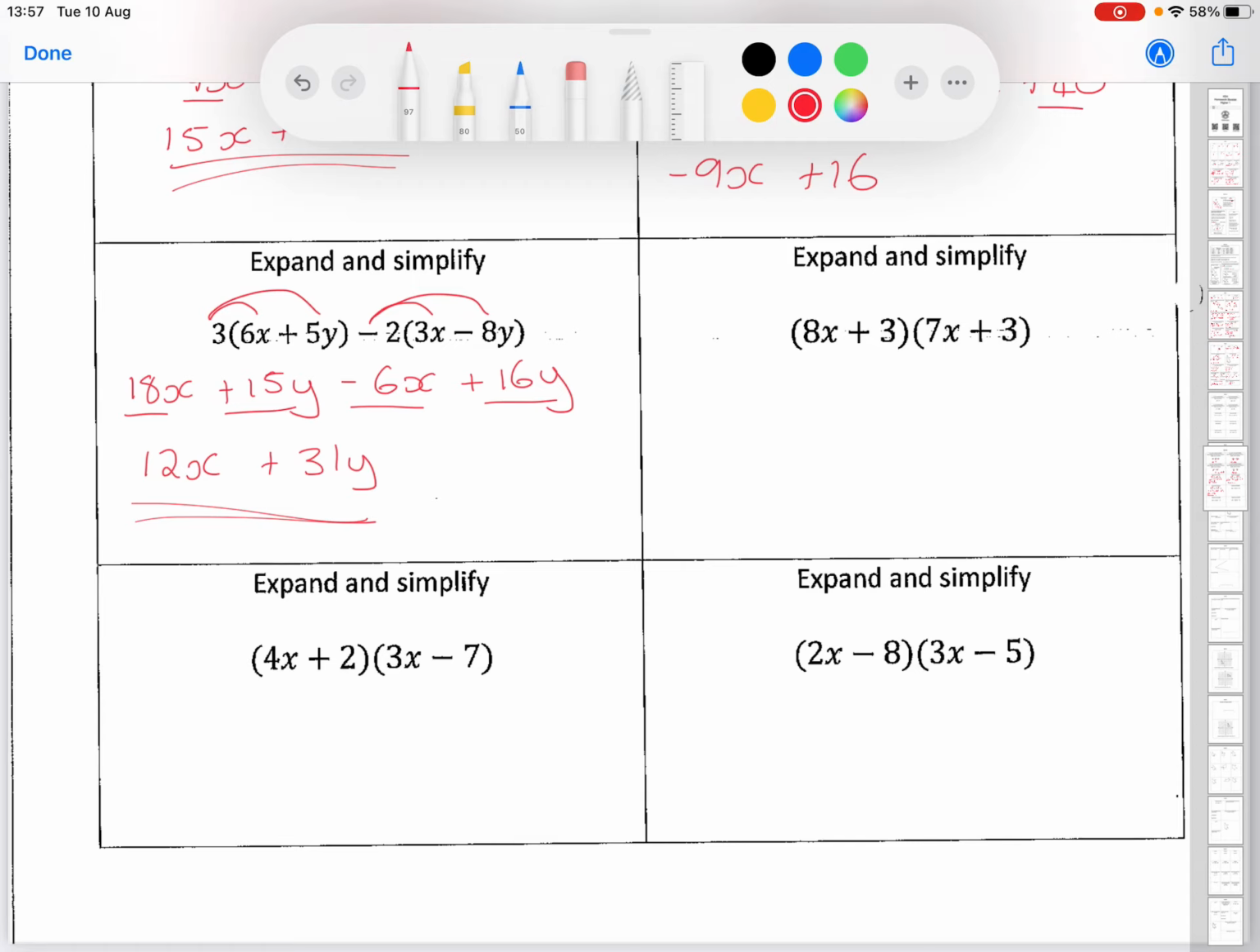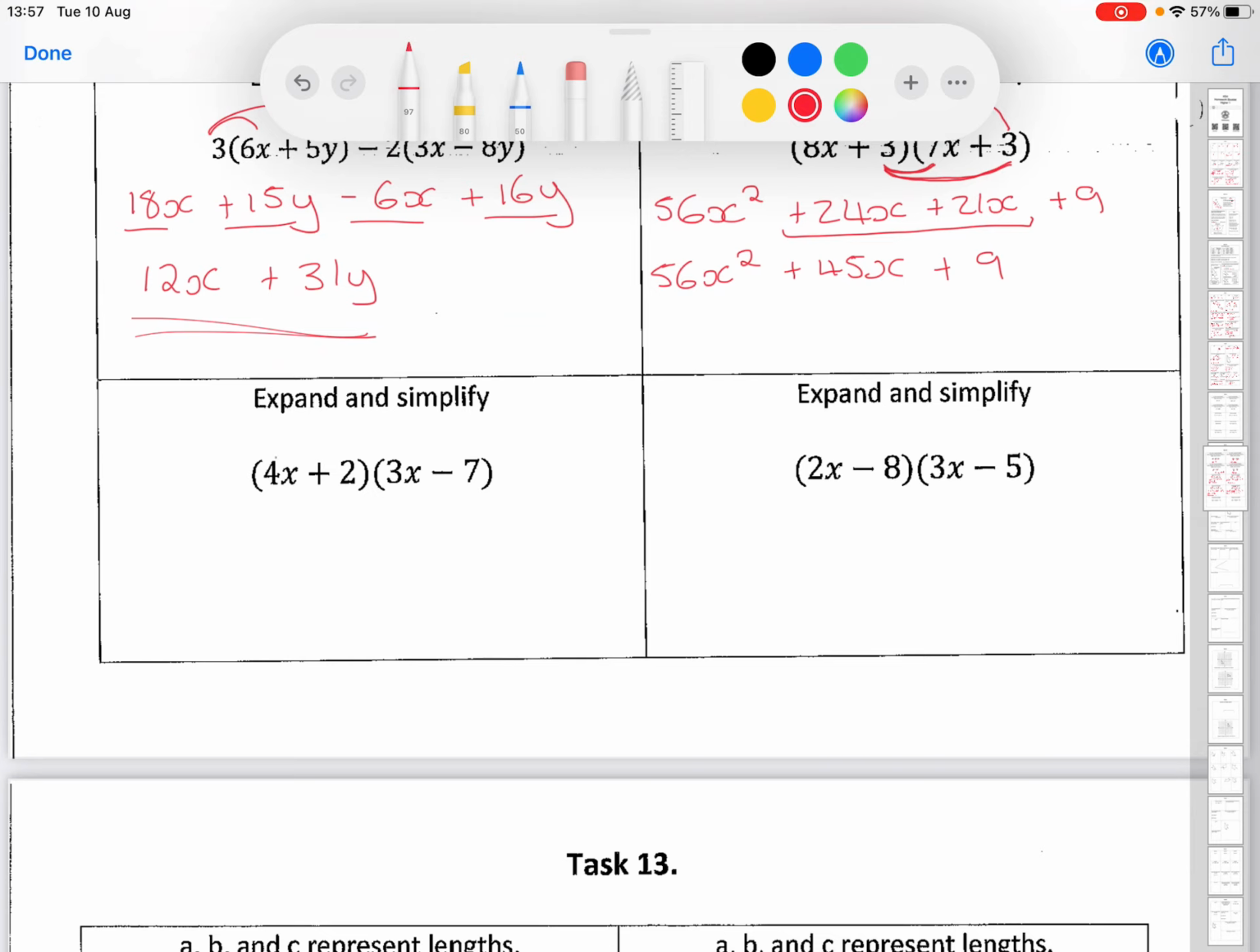Right, we've got double brackets, so a bit of foil or double Santa hats, however you would like to do it, should end up with the same answer. So I'll explain this one with foil. We do our first ones, we've got 8x times 7x, that's 56x squared. Then we do our outer ones, 8x times 3, that gives us 24x. Then we do our inside ones, 3 times 7x, that makes 21x. And then we do our two last ones, so 3 times 3, which is 9. So that makes 56x squared, 24 add 21, that makes 45x, and our 9 on the end.